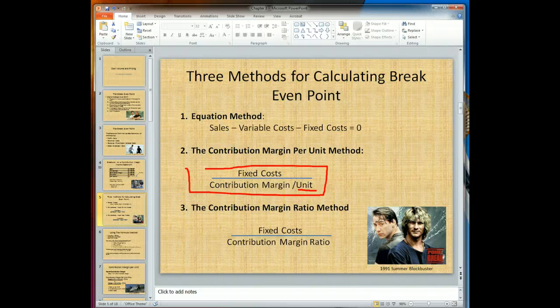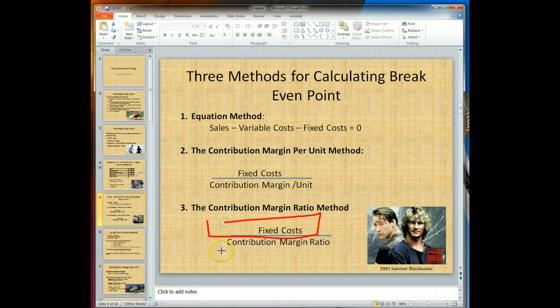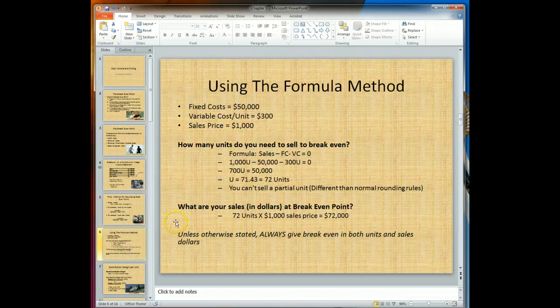The third method is the contribution margin ratio method. This is the method that I use twice a year, once in the fall, once in the spring. Now you get that by taking your fixed costs and dividing it by something called the contribution margin ratio. What is that? We get to that in a few slides, so let's hold off on that for a minute. And let's go down a slide.